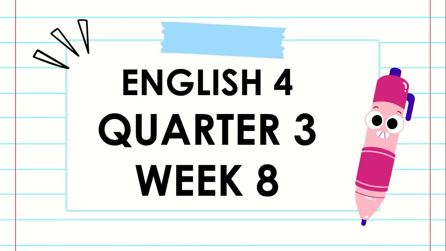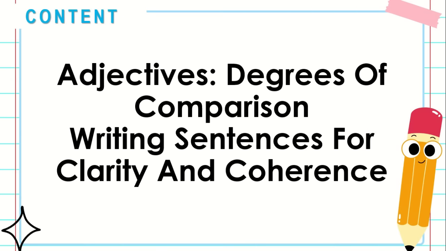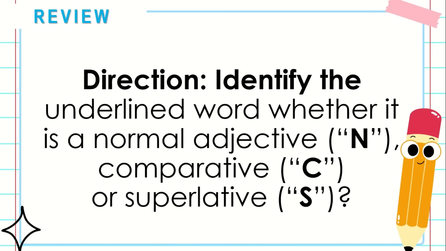English 4, Quarter 3, Week 8, Matatag Curriculum. For the content: adjectives, degrees of comparison, and writing sentences for clarity and coherence. Identify the underlined word, whether it is a normal or positive adjective, comparative, or superlative.